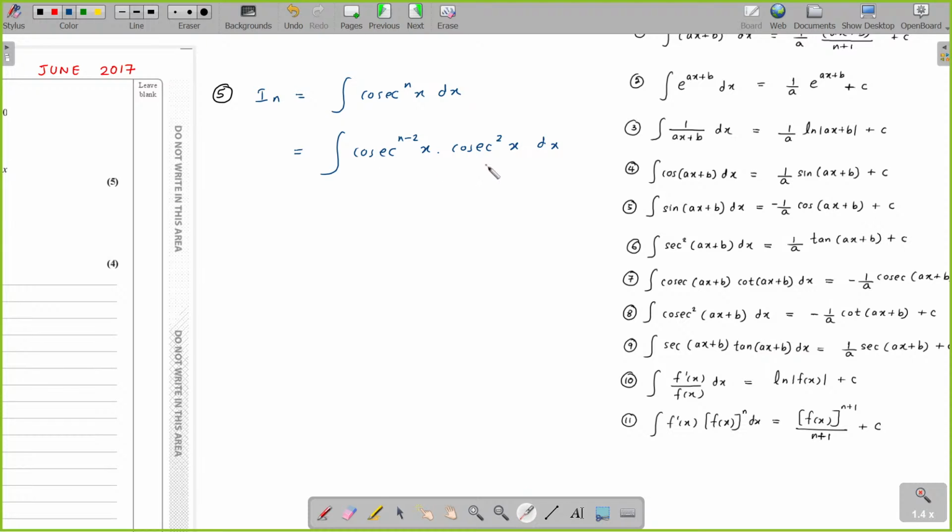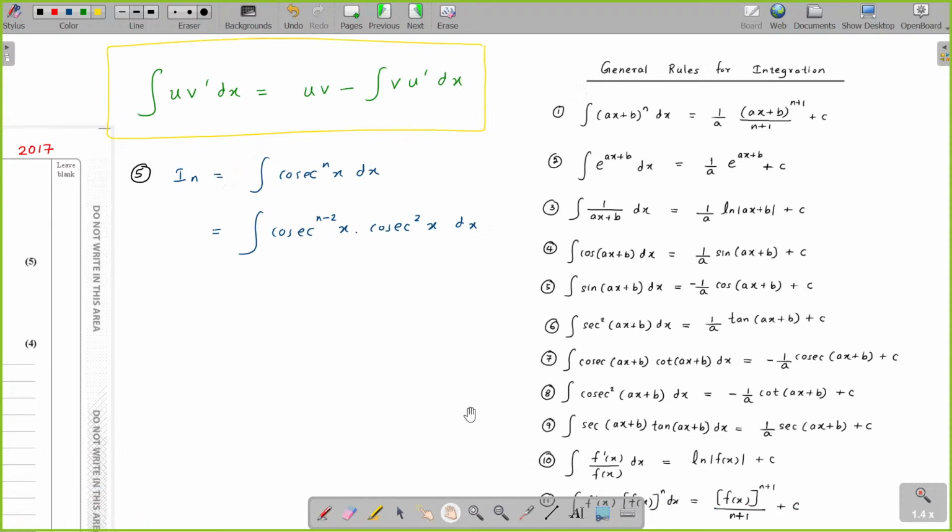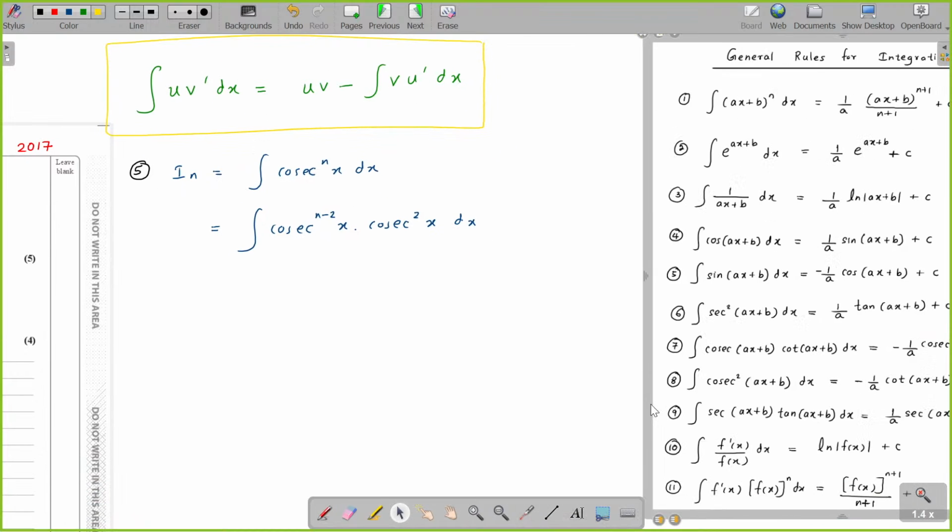So let's break it up as cosec to the power n minus 2 x into cosec square. What is the reason that I break it up in this manner? I'm going to use parts by integration, and the reason is that I know how to integrate cosec square. The basic rule I'll be following is the integral of u v dash equals uv minus the integral of v u dash. This is the parts by integration rule we learned in P4. Do you agree with me? So I want you all to tell me how the integration works.